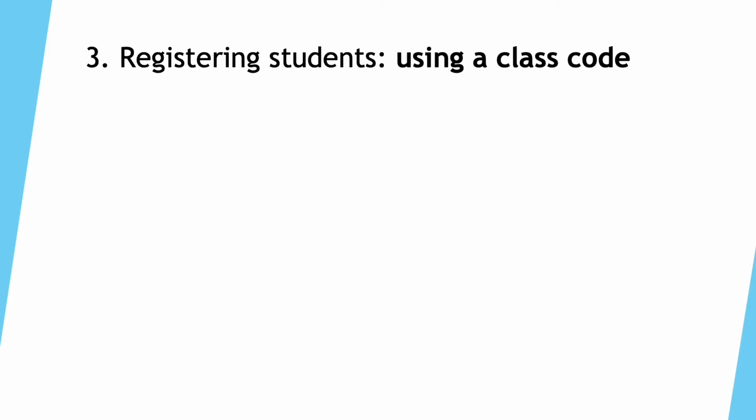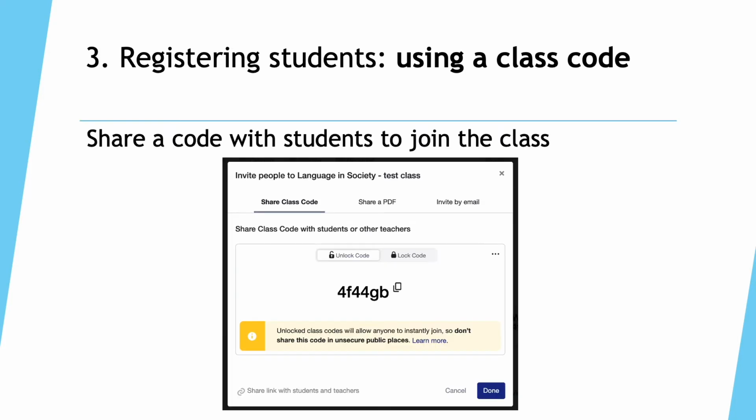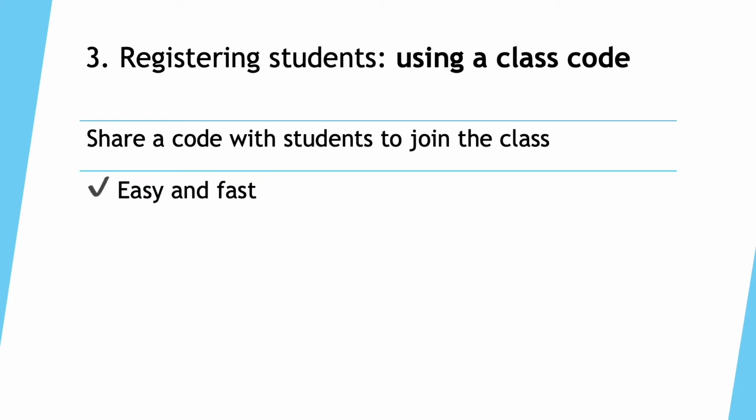The first option for registering students is to use a class code. The class code is automatically generated, and you'll simply share this code with your students by sending them the code via email, for example. The option of using a class code is easy and fast. Students receive the code, go to Edmodo, type in the code, and they're automatically members of the class.